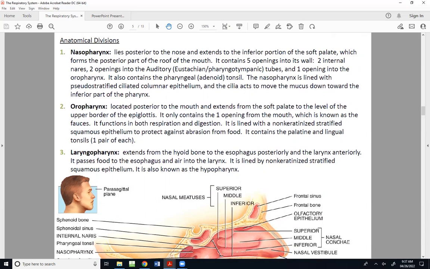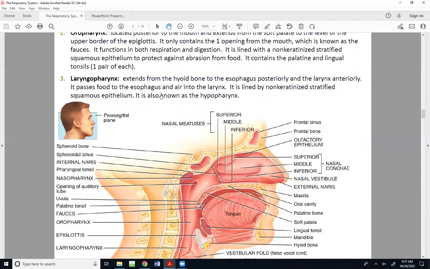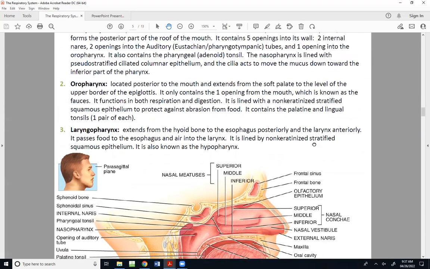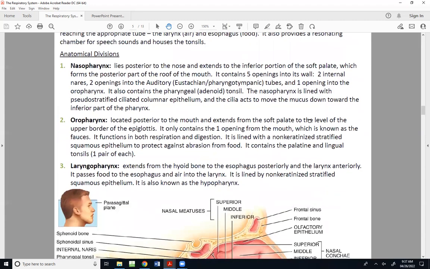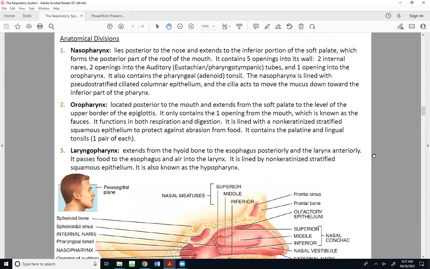Okay, so those are 2 of the openings, and you have 2 openings that lead to the auditory or eustachian pharyngotympanic tubes, which, remember, those are the tubes that connect to our middle ear, and thus is why, for example, if you plug your nose and blow, you can feel your ears pop because you're going to build up pressure in that tube and then the middle ear as a result. And then there's one opening, and that leads to the oropharynx. Okay, within the nasopharynx is the singular pharyngeal or adenoid tonsil that we've seen before.